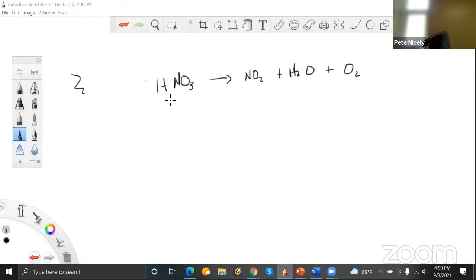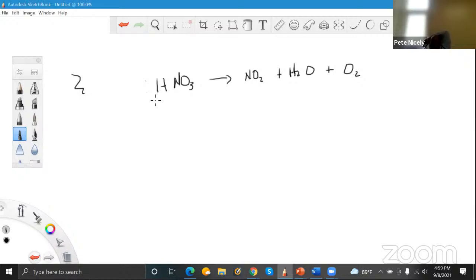Okay, let's start with the hydrogens. How many hydrogens do we have on the left side? Well, 1, right? And how many do we have on the right side? 2. Okay, so how would you propose we balance the hydrogens?